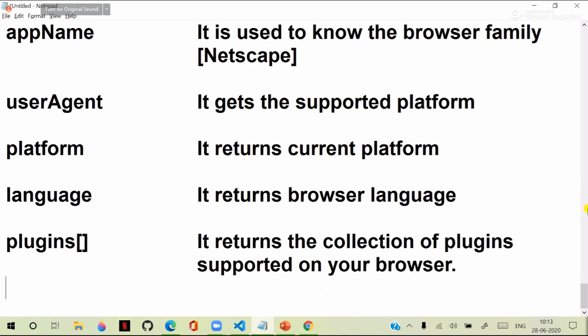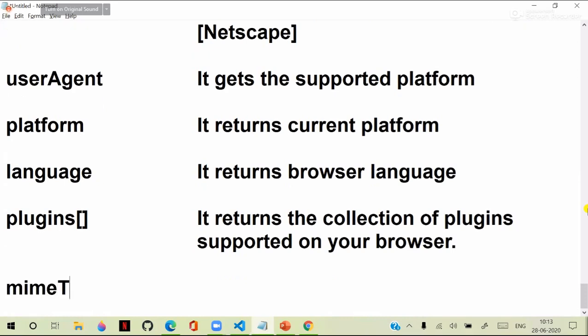What plugins are supported on our browser? Plugin is nothing but a special software tool which is extra installed for the browser to support certain types of files like videos, audio, PDF documents like that. So plugins are special softwares installed in your browser to support certain files. Currently, which plugin is installed, which plugin is working, all these details you can get through plugins.